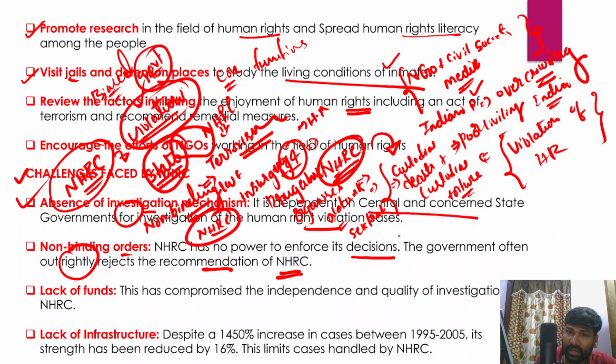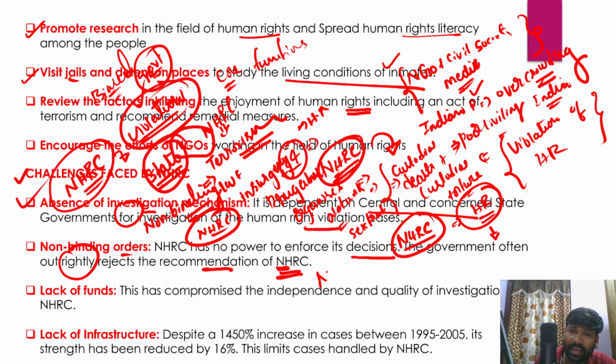So in case NHRC submits any key recommendations with respect to protection of human rights, remember that it reviews the existing constitutional and legal safeguards of human rights, and while reviewing it makes recommendations to the government. The government is very often refusing or outrightly rejecting the recommendations made by the National Human Rights Commission. So this is also another major problem.